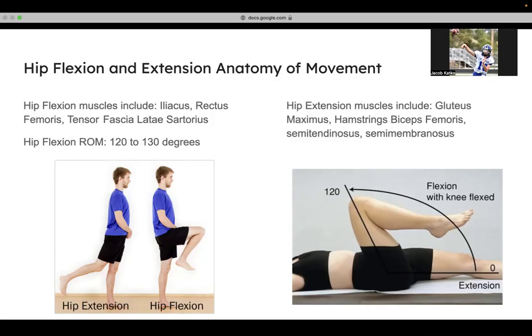And you see a better angle there. Hip extension shows at 0 degrees, and flexion, moving towards your chin essentially, or towards your chest. That would be hip extension and flexion.